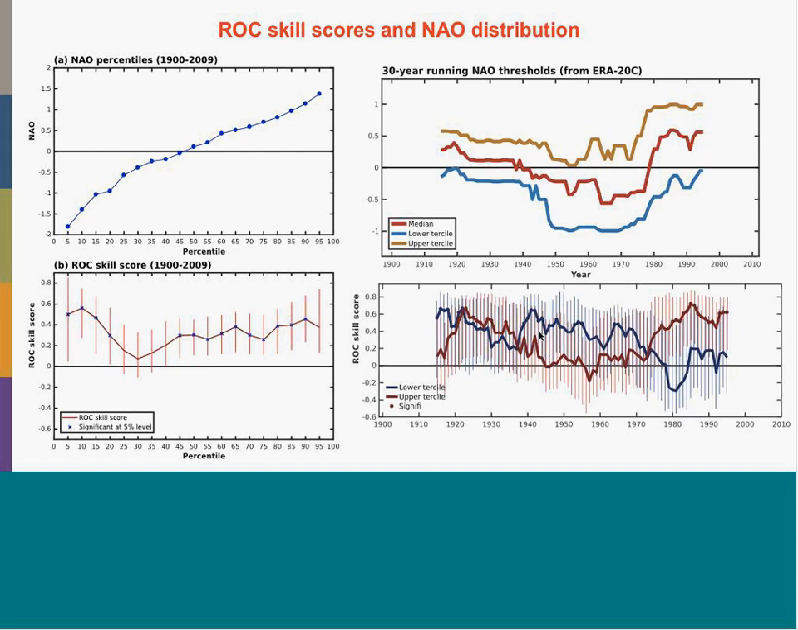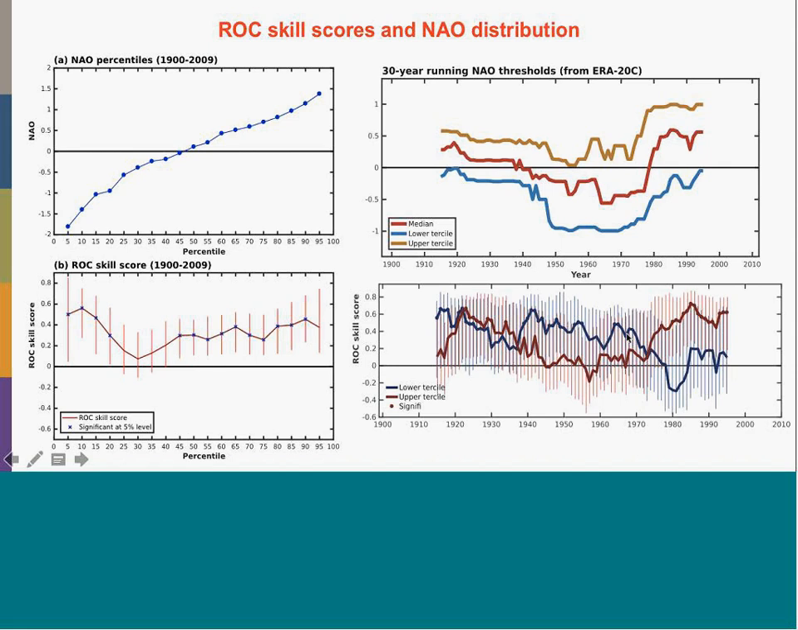During the period that is centered between the early 1950s and early 1970s, the model has no significant ensemble mean correlation, as we saw previously. However, the model does demonstrate significant skill for the lower tercile event during part of the middle of the 20th century, looking at these curves here.